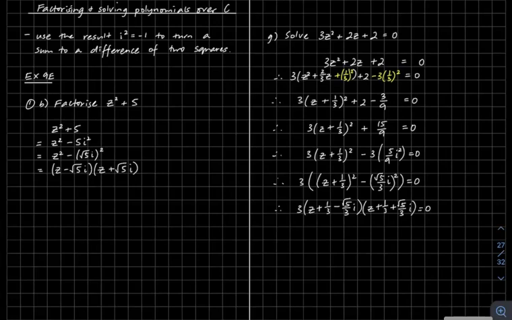equals 0. So therefore my solutions are going to be z equals negative 1/3 plus or minus root 5 over 3i. Alright, I made that harder than it needed to be, but there's factorising and solving a quadratic over the set of complex numbers.